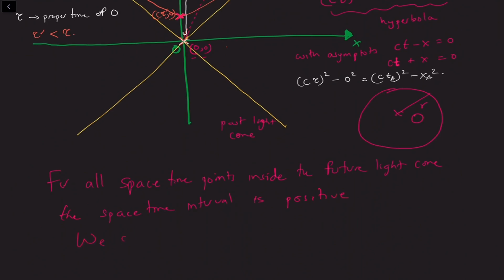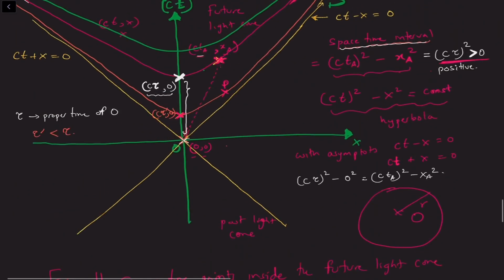Now, we say that such points are time-like separated from O, because the space-time interval to the point P and the space-time interval to the point c tau prime, 0 are the same, and the points c tau prime, 0 or c tau, 0, these points are separated from O as if they were just clocks which were located at the same location as O, but you just waited to see what their time was in the future.